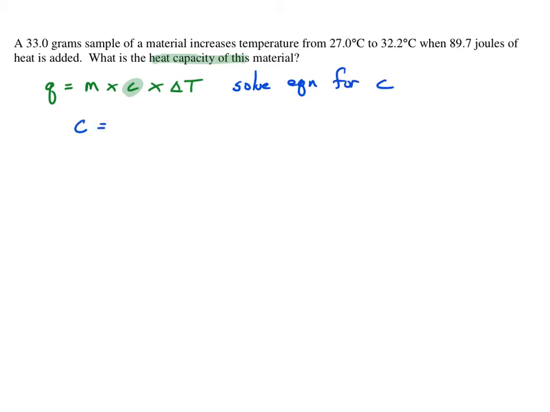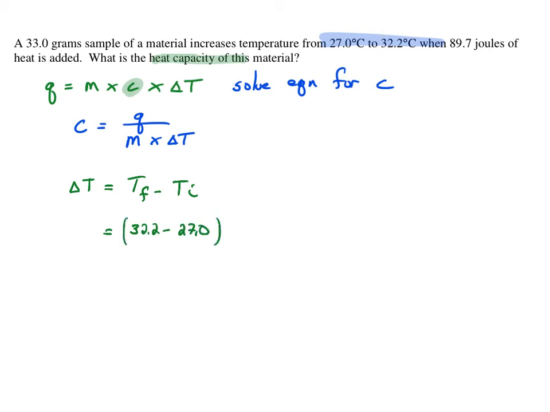We find that C is going to be equal to our heat, Q, divided by our mass, and delta T. We can get our delta T from our question statement. We know that delta T is equal to TF minus TI. In this case, 32.2 minus 27.0 degrees C, and it comes out to be 5.2 degrees C.